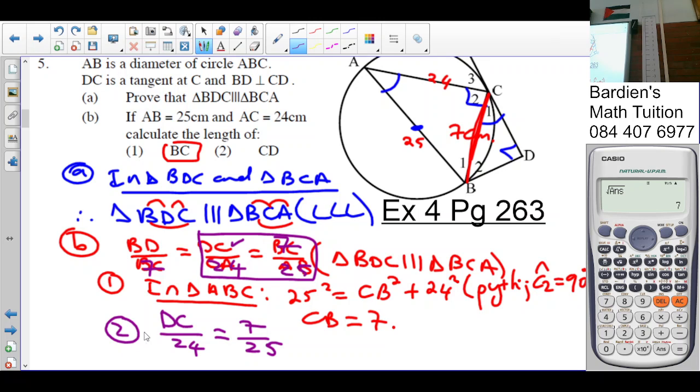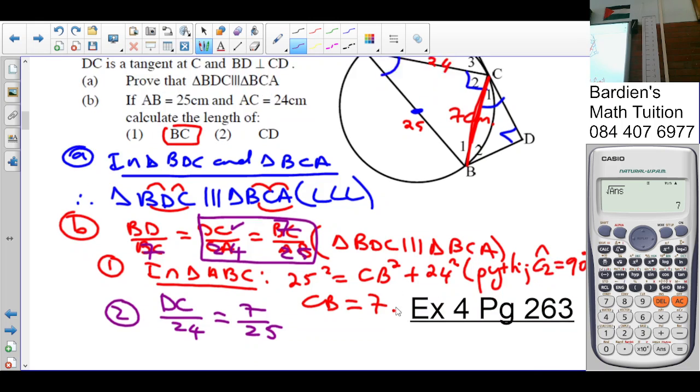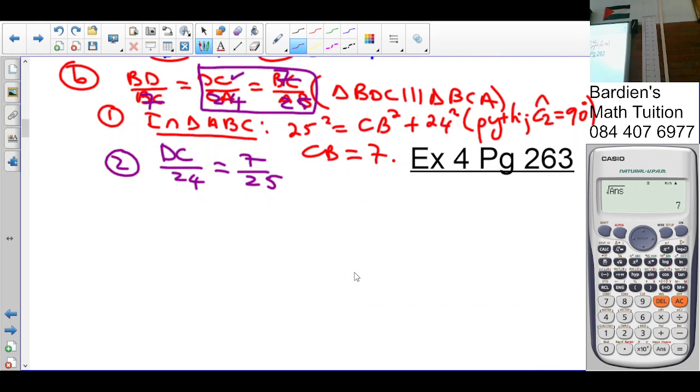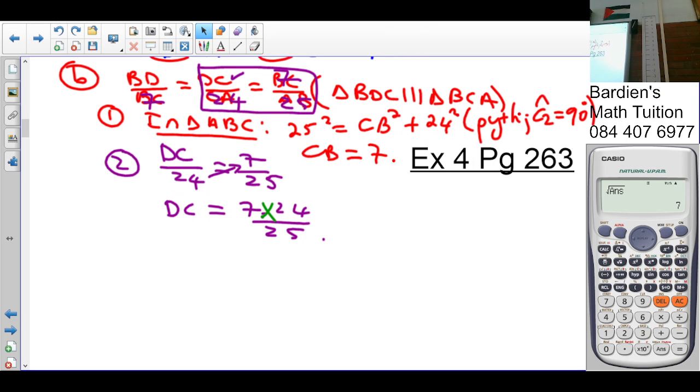So what do we do now? That's a matter of solving for DC. So DC is equal to 7 times 24 over 25. Or if you want to cross multiply, 25 DC is equal to 7 times 24, the same thing, and then getting DC on its own. So 7 times 24 over 25 is going to give you 6,72. Let's check if that is correct. Yes, it is.